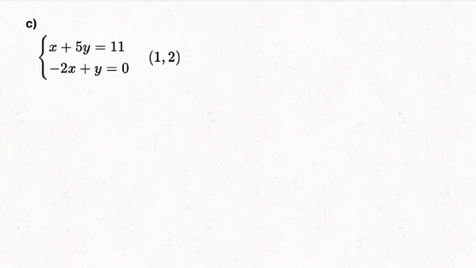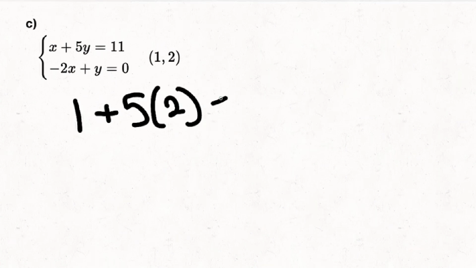Okay, so now let's try and solve this problem. So we have x plus 5y equals 11. So we start off by plugging in 1 for x, and then we plug in 2 for y, and we get 11. So that is indeed correct, and it equals this solution.